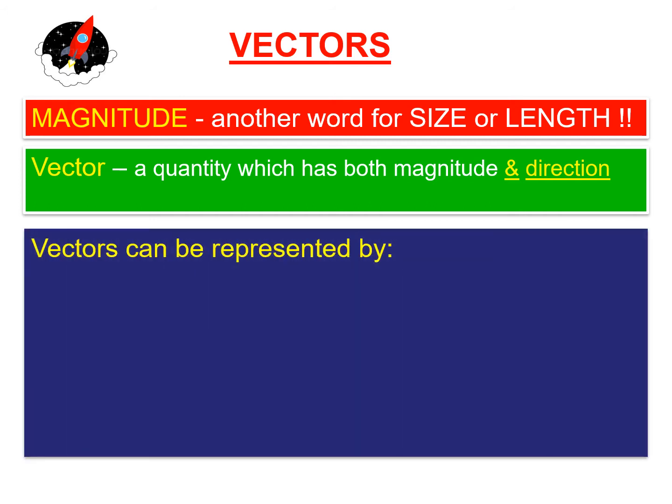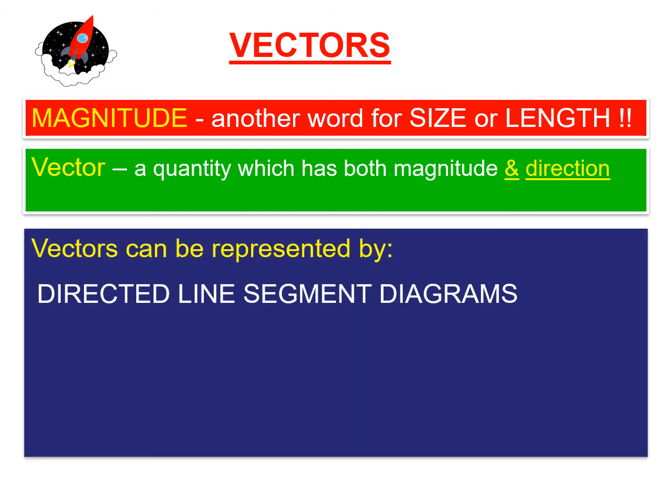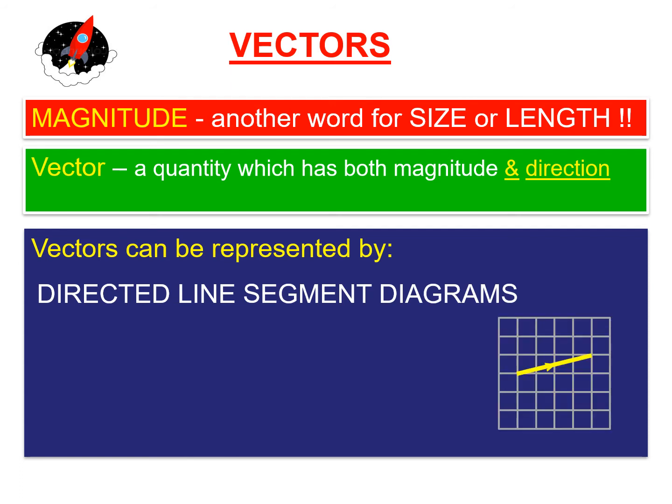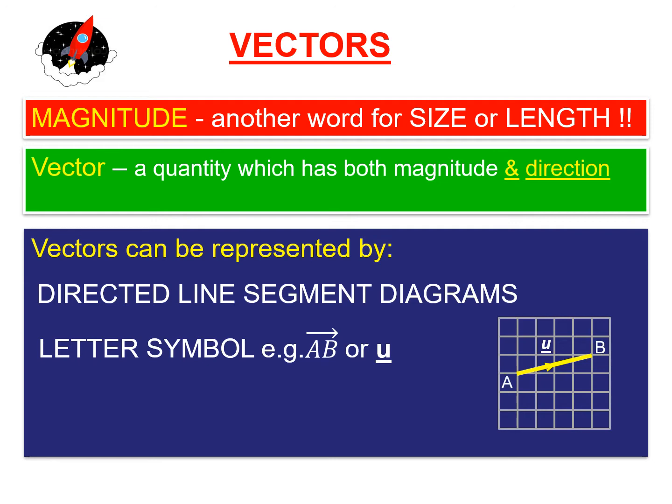And we looked at representing vectors, and we said that can be done with directed line segment diagrams. So there's an example with letter symbols using capital letters or lowercase. So this vector could be called lowercase u underlined, or the vector AB with the arrow above it. Or it can be represented by column vectors. And for this diagram, it would be the column vector 4, 1.